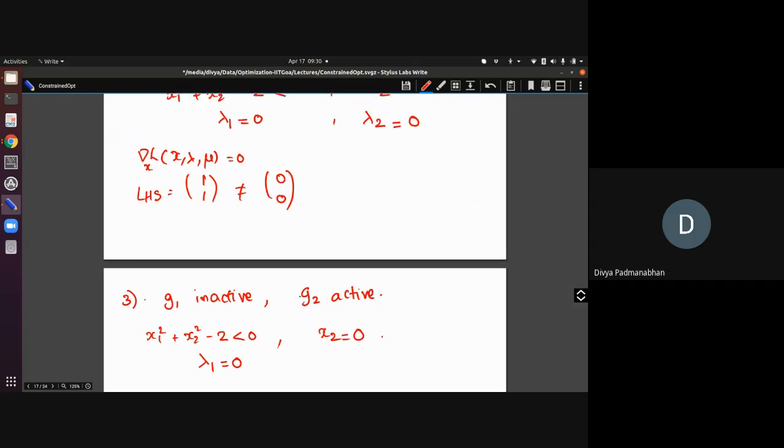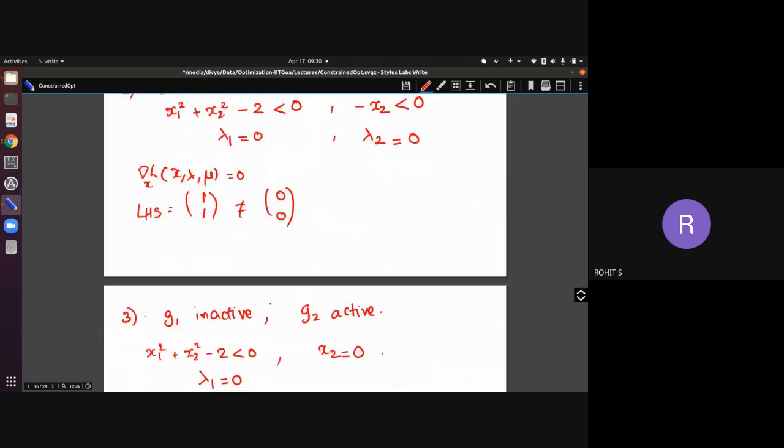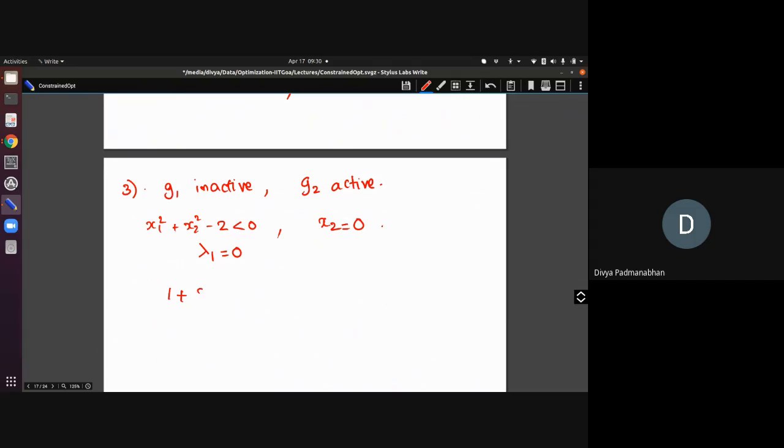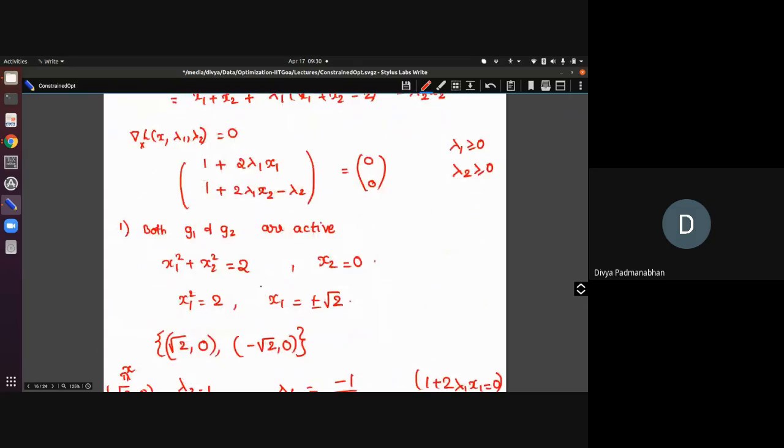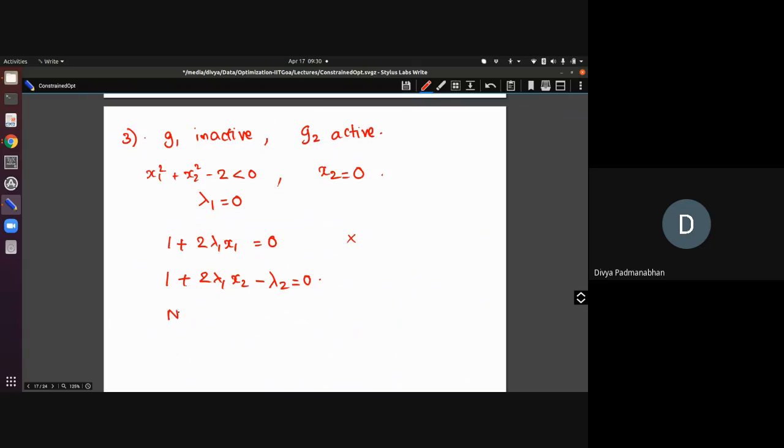Now, can you tell me what these are? So what were the conditions? 1 plus 2 lambda 1 x1 is 0, and the other one was 1 plus 2 lambda 1 x2 minus lambda 2. This is not possible because this one will get violated. And what about this one? This can happen by setting lambda 2 as 1. So anyway, this is also not possible. So no KKT point here.